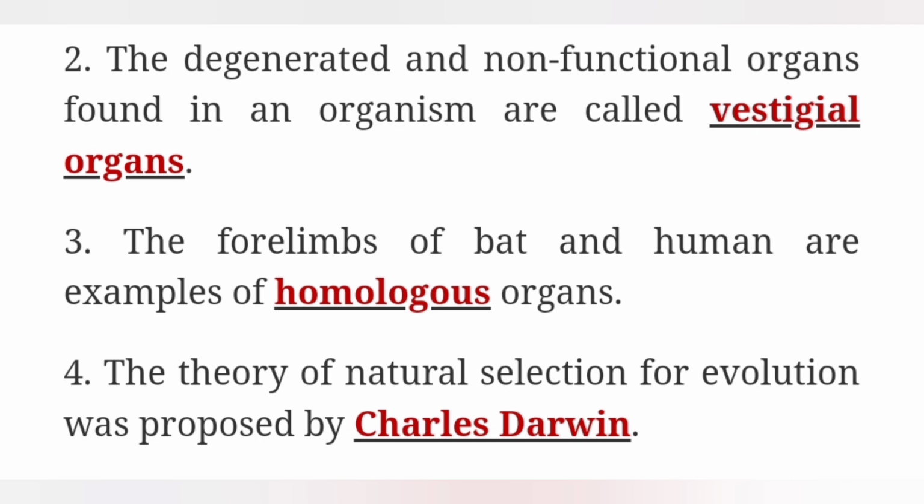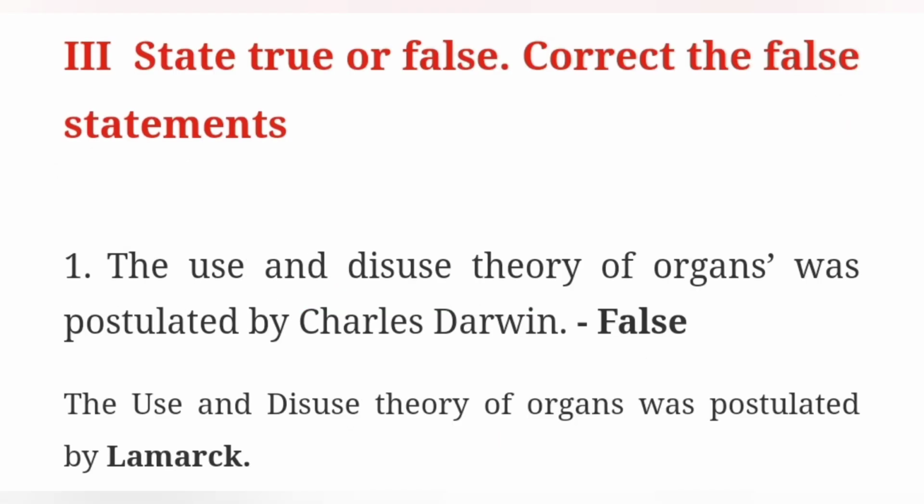Third one, the forelimbs of bat and human are examples of dash organs. Answer, homologous. Fourth one, the theory of natural selection for evolution was proposed by dash, Charles Darwin. Third Roman letter, state true or false.